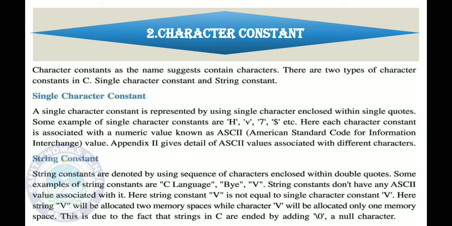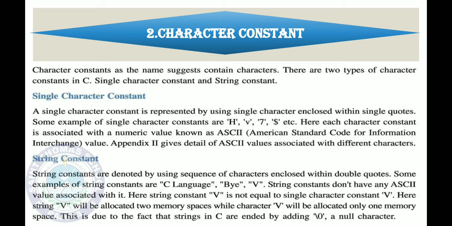But the third example is "V" in double quotation marks. The same example is there in the single character constant also, but they are not equal. Here the string "V" will be allocated 2 memory spaces, while the character 'V' included in single quotation marks will be allocated only 1 memory space.